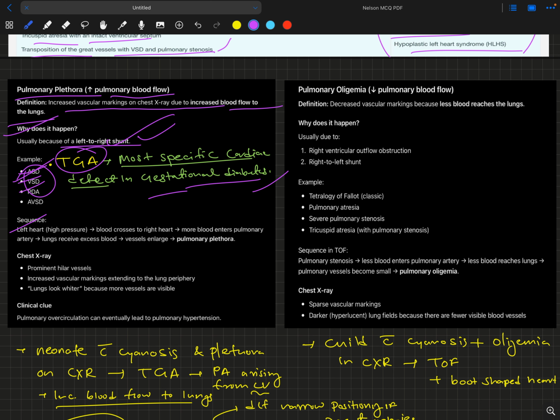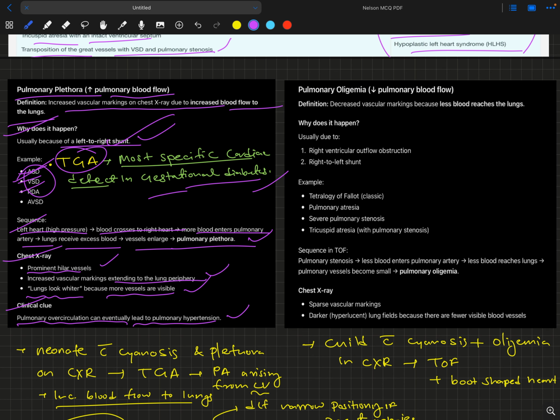Sequence: left heart high pressure, blood crosses to the right heart, more blood enters the pulmonary artery, lungs receive excess blood, vessels enlarge, and there is pulmonary plethora. On chest X-ray, there are prominent hilar vessels and increased vascular markings extending to the lung periphery. Lungs look whiter because vessels are visible. This X-ray film looks more white. Clinical use: pulmonary overcirculation can eventually lead to pulmonary hypertension.